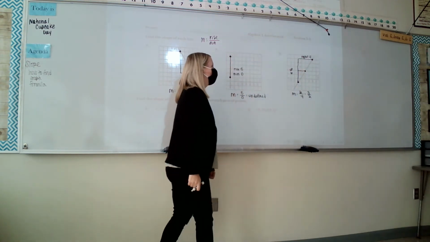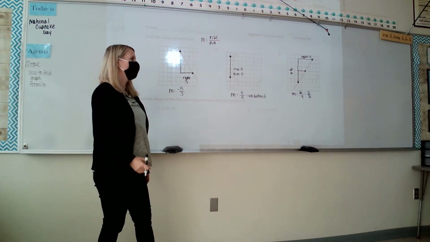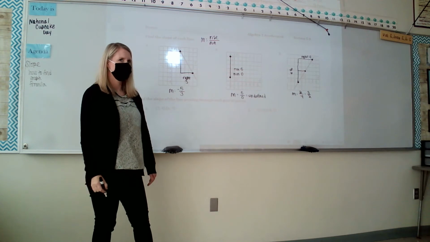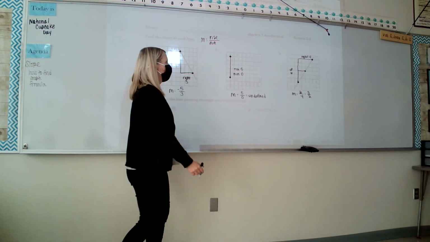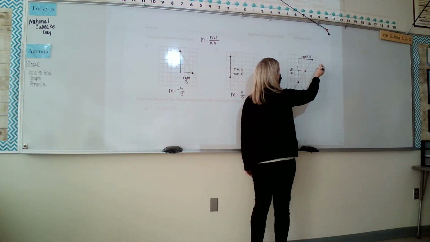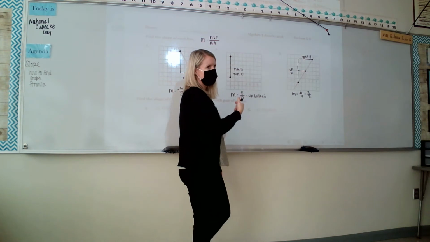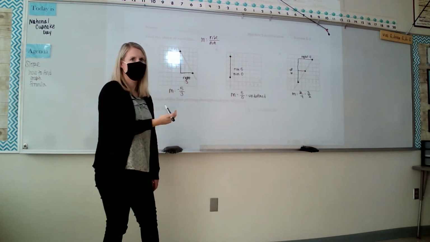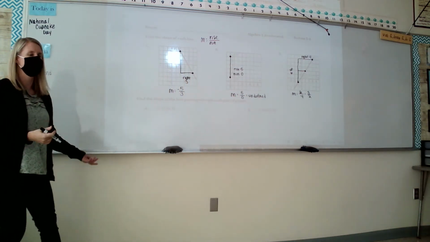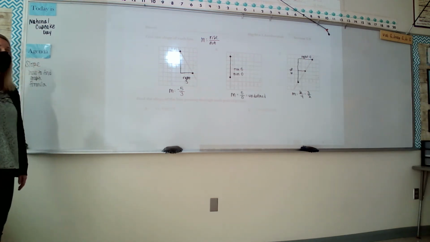What happens if we start at the other point? You would go down to the left, so that would be a negative over a negative, which would turn to a positive. So it still works. That's why I usually just try to go left to right, but it will still come out to the same thing. Just be careful with your signs.